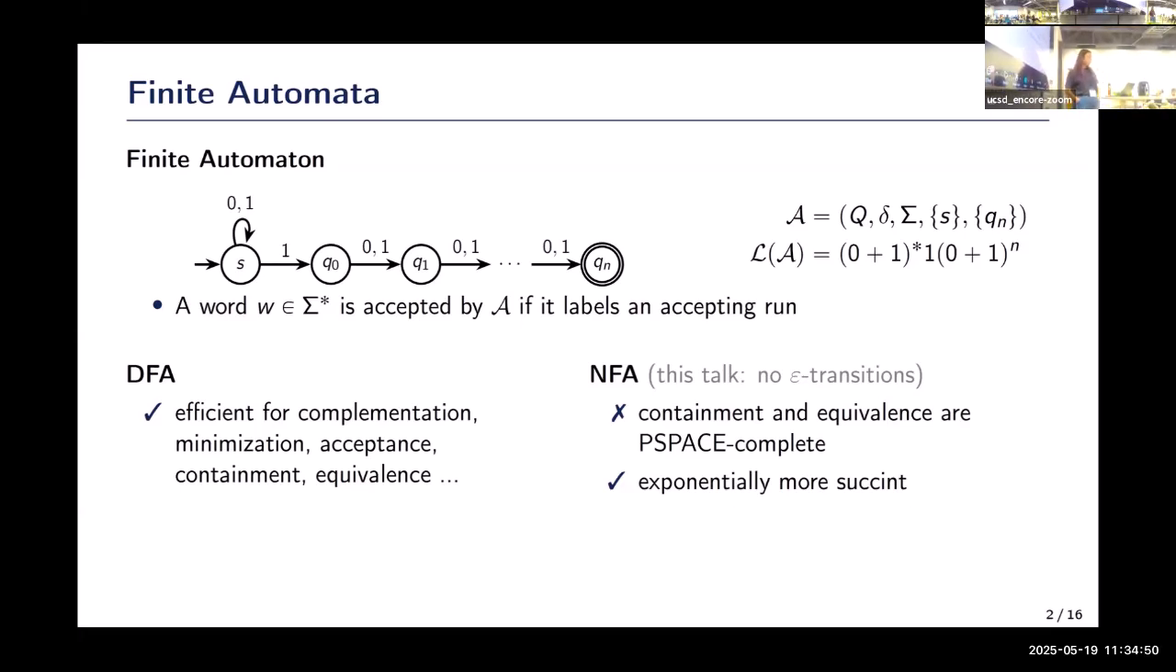So all of those operations are efficient in the deterministic world, but in the NFA, some of them are difficult. The acceptance problem can be done in quadratic time, and we have an OV lower bound for this, but containment and equivalence are actually PSPACE-complete in the general NFA case.